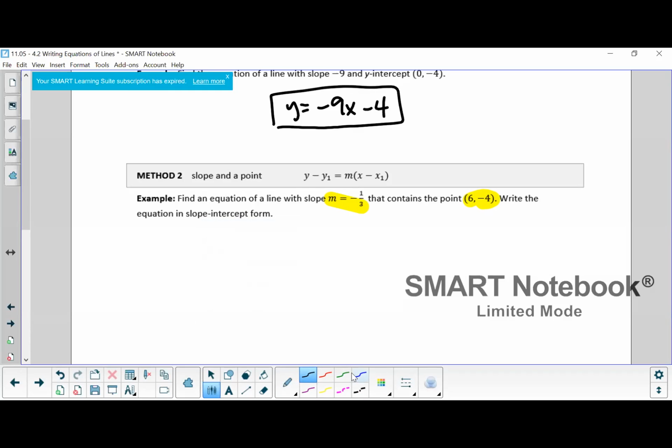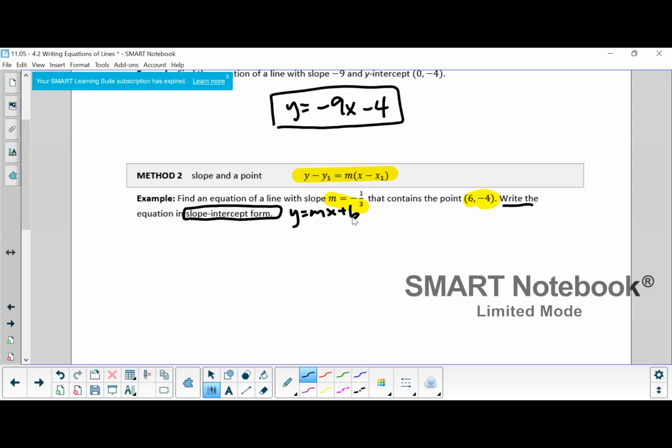So a couple things going on here. So if you're given the slope and a point, you know you're going to be using this formula to figure out your answer. But it doesn't stop at just plugging the information in. So please notice the sentence here says, write the equation in slope-intercept form. So our final answer has to look like this. Okay, so we're going to plug into the formula and then solve for y so that it looks like mx plus b. So the plugging in part's pretty easy.